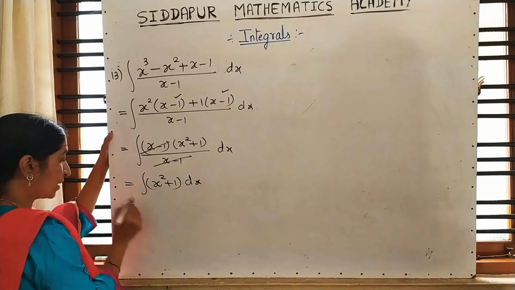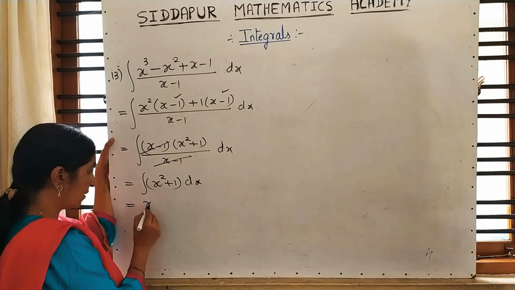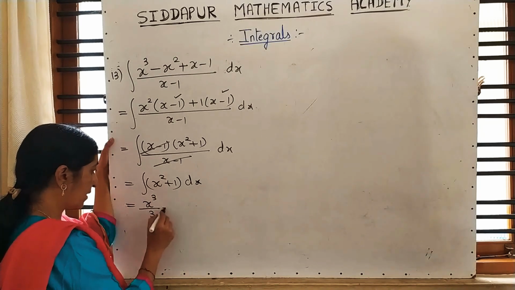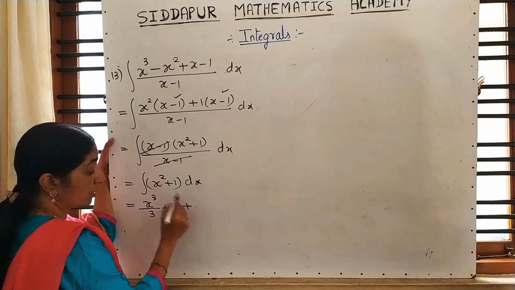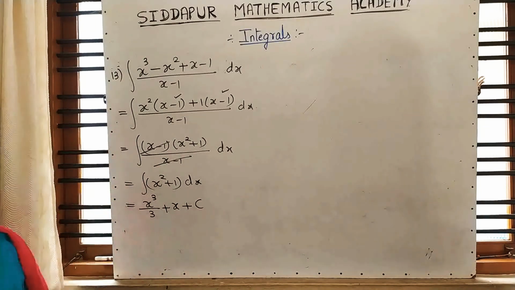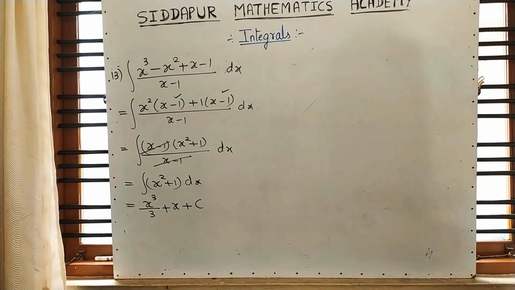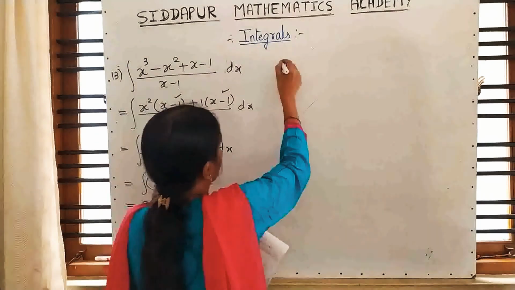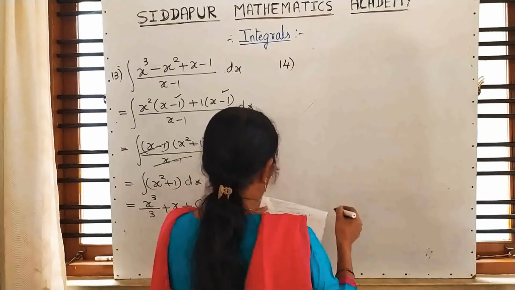Now tell me, what is integration of x square? X cube by 3 plus x. Integration of 1 is x plus c. That is integral constant. Next, question number 14.